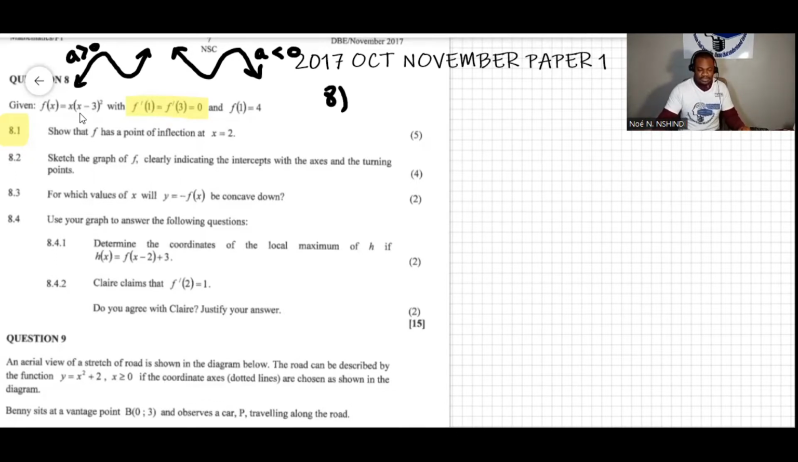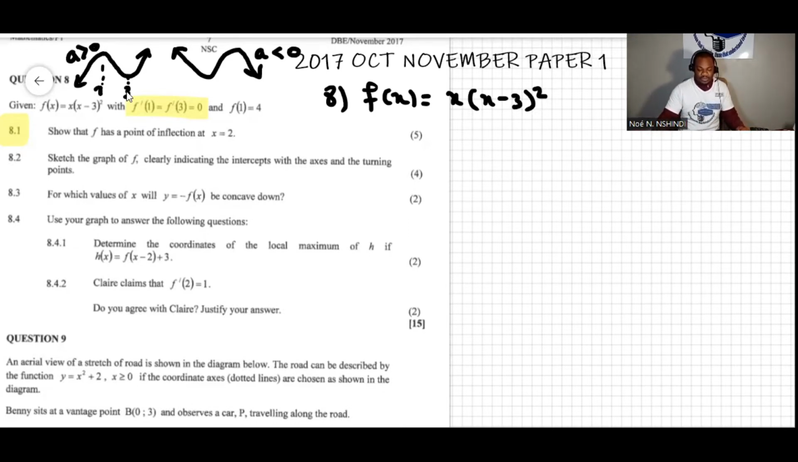I'm going to rewrite the function here. In question 8, we have given that f(x) = x(x - 3)^2. Over here x is positive and the squared factor is also positive, so the product will be positive. So my graph may look something like this. Because 1 comes before 3, by 1 we have a maximum, and by 3 we have a minimum. So far, even before we continue the questions. Now let's get into the questions.